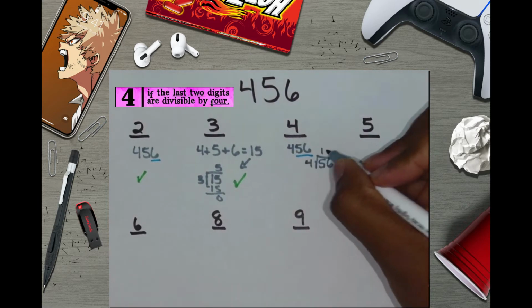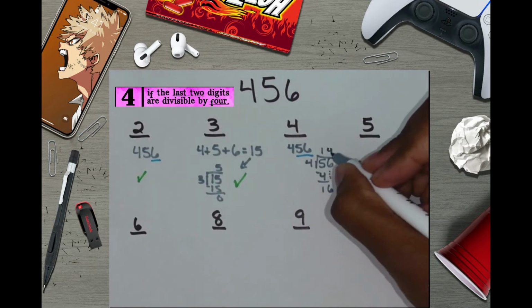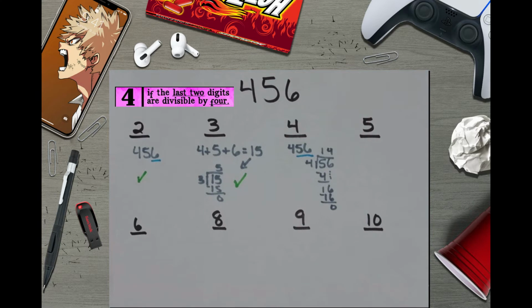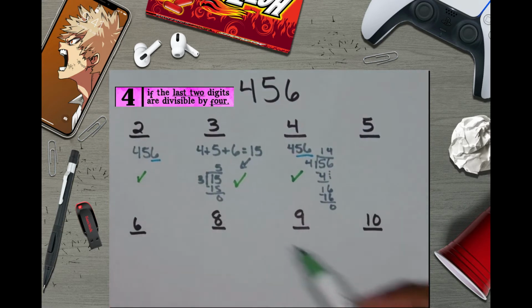4 goes into 5 1 time, gives me 4, 5 minus 4 is 1, bring down my 6. 4 goes into 16 4 times. And as you see, I get a 0, no remainder, no annexing the 0 for a decimal. So does 4 work? It does, because I got that 0 at the end, just like I did for 3.